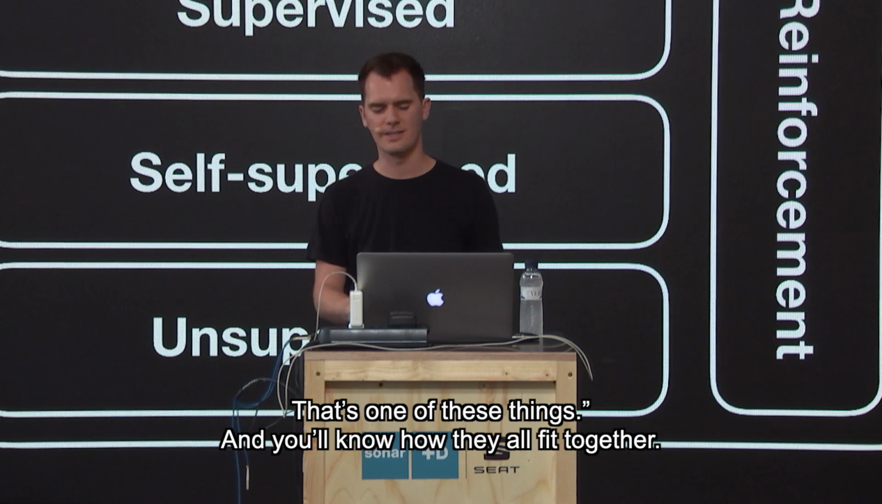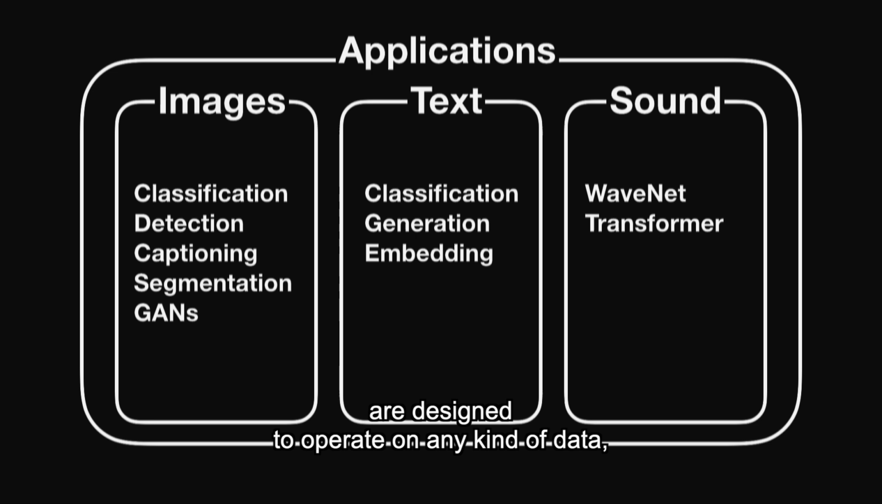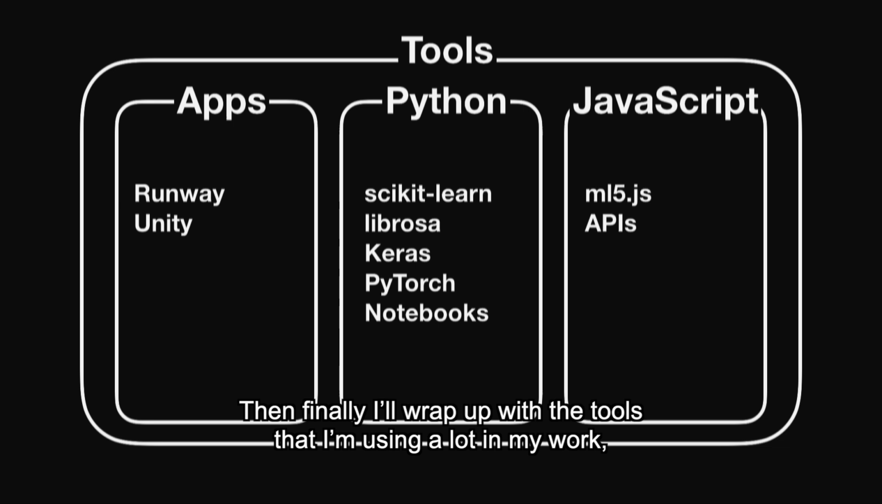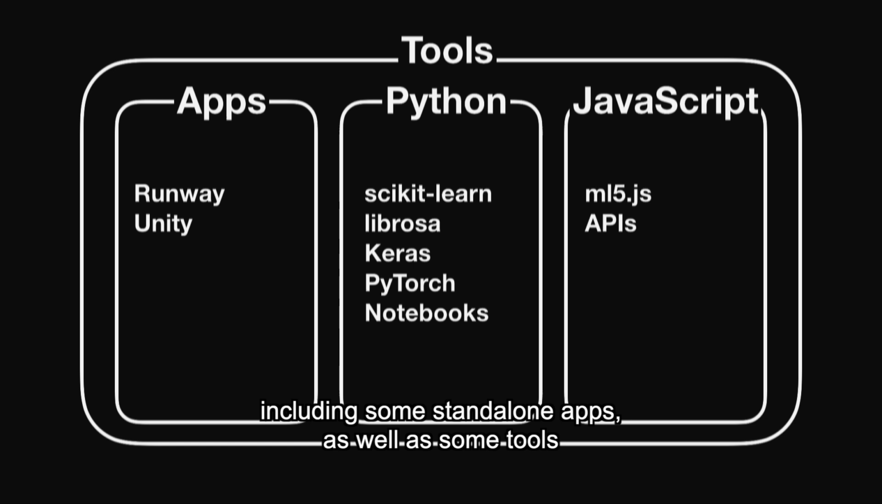Many machine learning algorithms are designed to operate on any kind of data, but I'm most interested in images, text, and sound, and I think probably a lot of you are too, so we're gonna focus on those. And then finally, I'll wrap up with the tools that I'm using a lot in my work, including some standalone apps, as well as some tools designed for programming languages like Python and JavaScript.